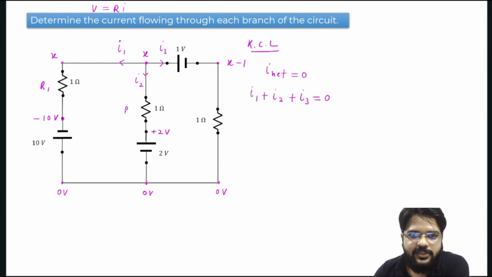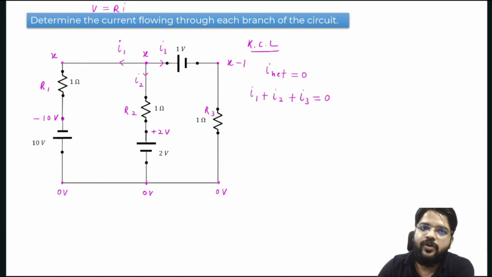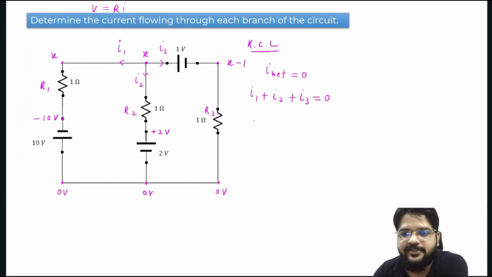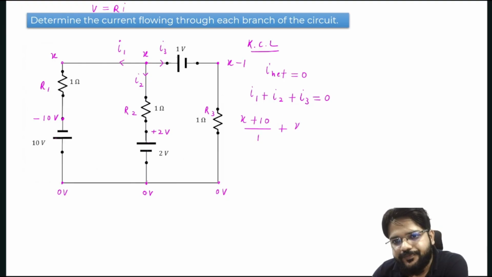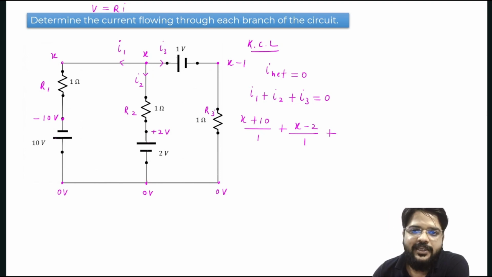So this is R1, and let's suppose this is R2 and this is R3. Correct? So I1 can be written as the potential difference across R1, which is X minus minus 10. So it is X plus 10 divided by R1. R1 is 1. Now what is I2? I2 is the current passing through this R2 resistance. Potential difference across this R2 is X minus 2, divided by 1 plus R3. The current passing through this R3 is I3, and potential difference across this R3 is X minus 1 minus 0.